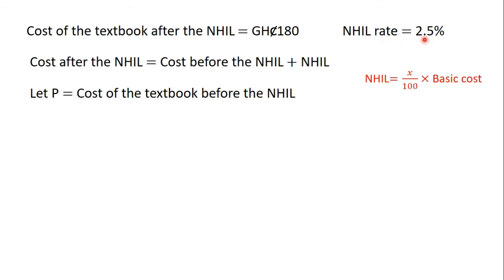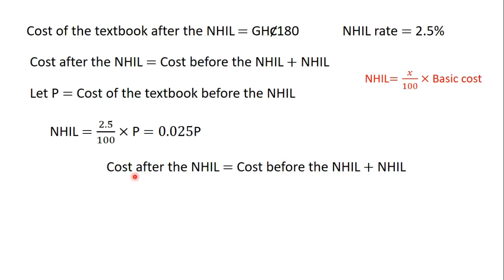And our NHIL rate is 2.5%. So if we are applying this here, then the NHIL will be equal to 2.5 divided by 100 times the basic cost, that is the cost of the textbook before the levy, which is P. It means that our NHIL is equal to 2.5 divided by 100 times P. And this is equal to 0.025P.